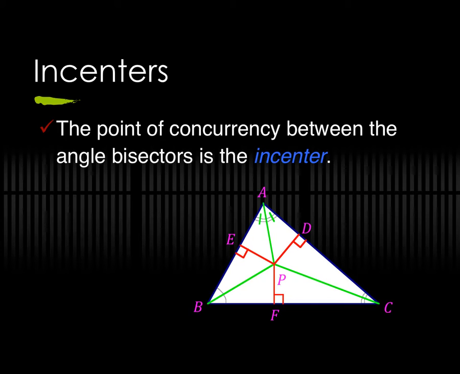So the circumcenter is equidistant from the vertices of the triangle. The incenter is equidistant from the sides of the triangle. So again, this gets back to the Matt bursting into flames and running to the river. If that's Matt at the incenter, he would run along the perpendicular to get to D.